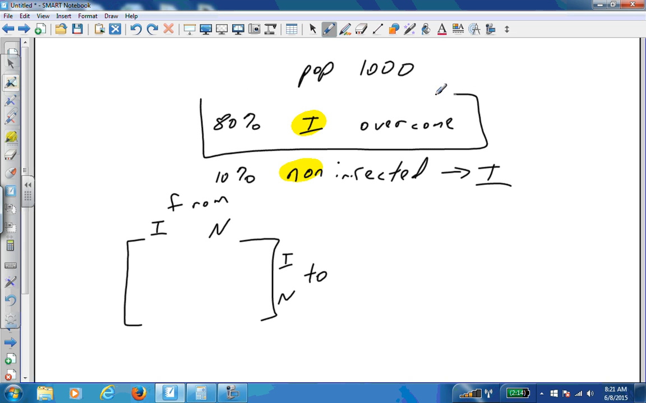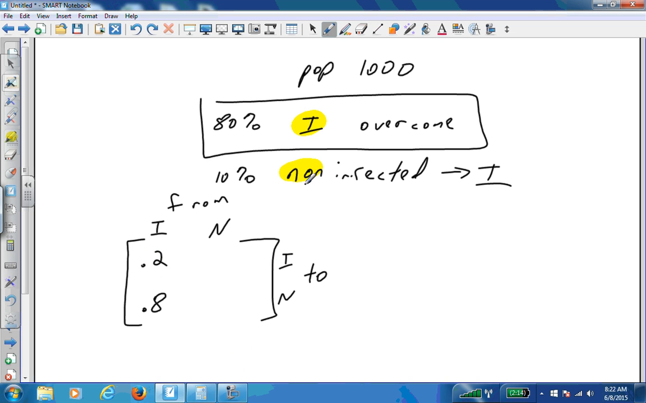So let's take this and see what that tells us. 80% of rats that start out infected overcome it, which means they become not infected. That's 0.8. Since this is stochastic, remember this adds up to 100% or 1. That means 20% that were infected stay infected.